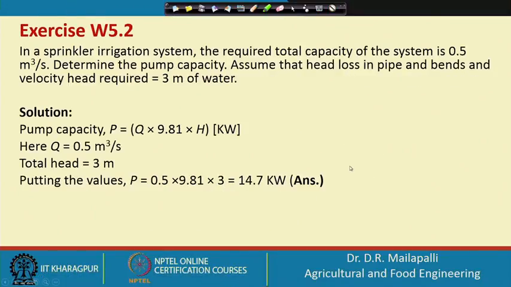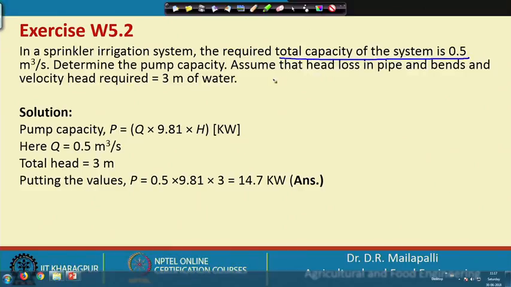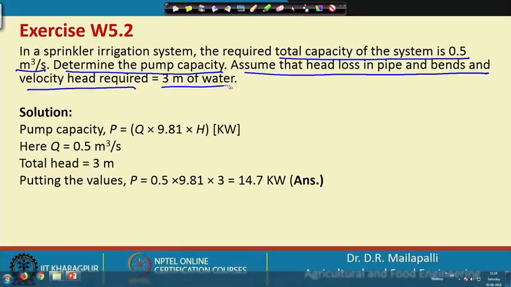The next example here: in a sprinkler irrigation system, the required total capacity of the system is 0.5 meter cube per second. Determine the pump capacity. Assume that the head loss in the pipe and bends and the velocity head required is 3 meter of water. So, the pump capacity needs to be determined, the head loss is given, and the capacity of the system is 0.5.